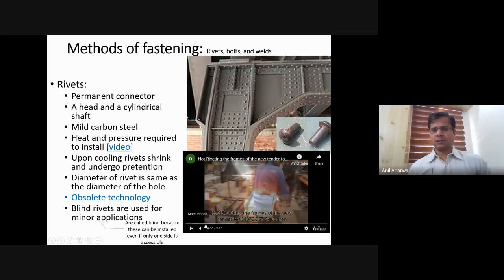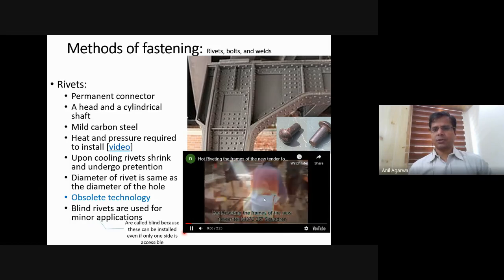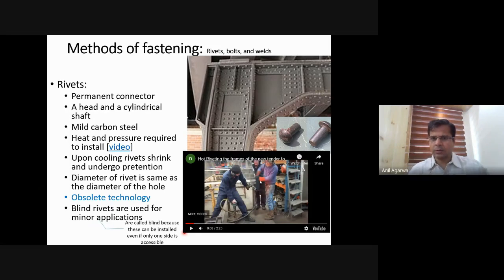So one rivet is placed here. You can see this rivet sitting here inside a furnace, and they are using a gas torch to heat it. They heat the rivet to a very high temperature. Then here they want to install the rivet.